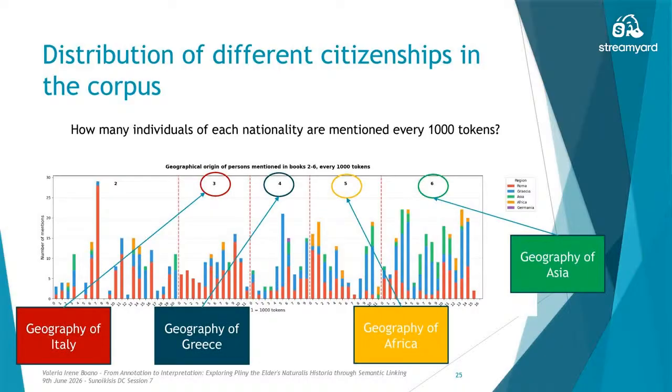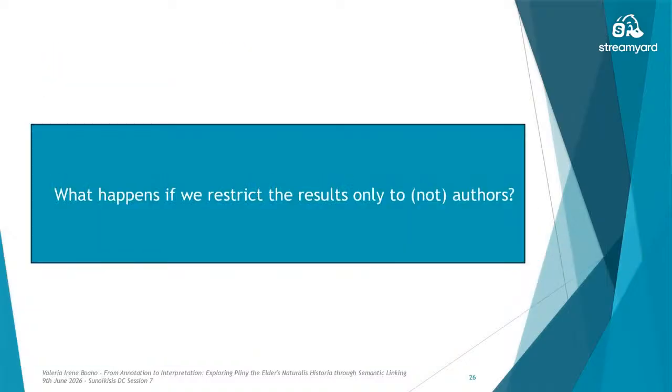Also very interesting was that the topic of the book had an influence on the persons represented, because book 3 is about the geography of Italy, and here we see a lot of Romans. Book 4 is about the geography of Greece, and here we see more blue, so more Greeks. And finally, book 5 is about the geography of Africa, and book 6 is about the geography of Asia. And here again, we see a correspondence of the people mentioned.